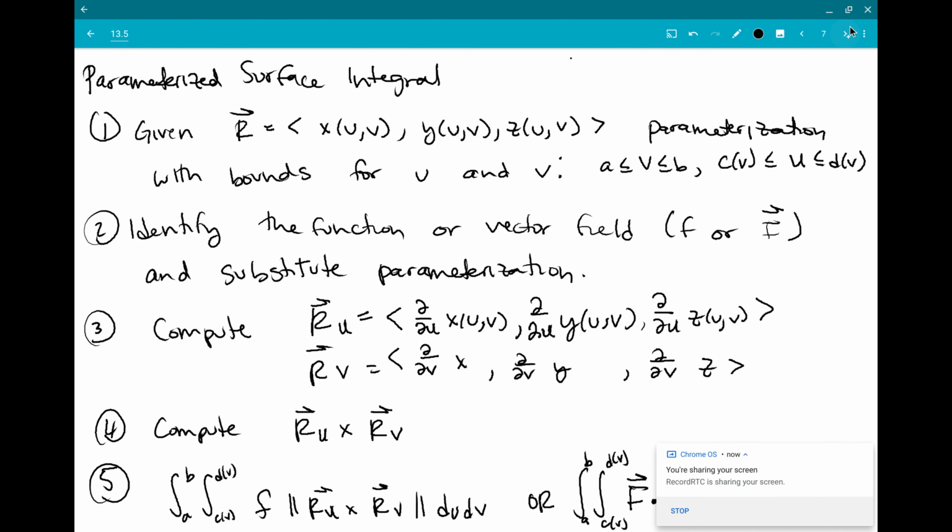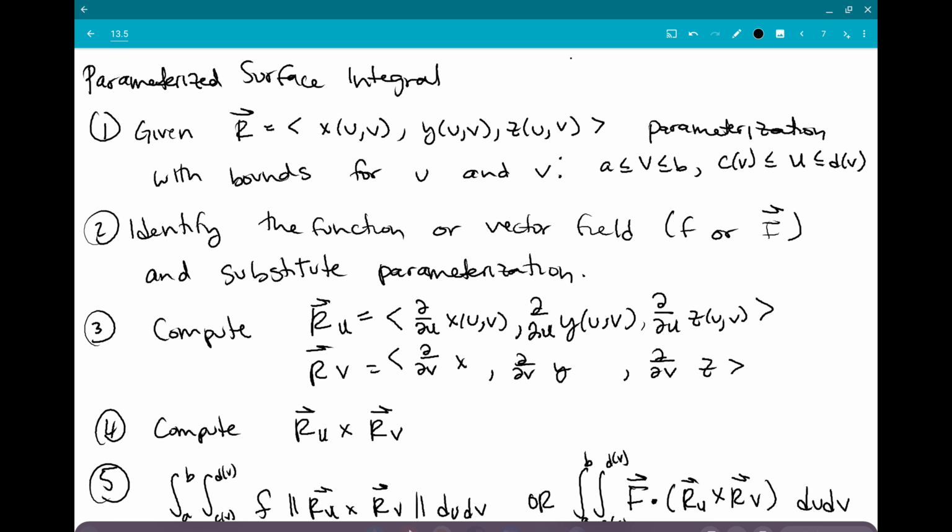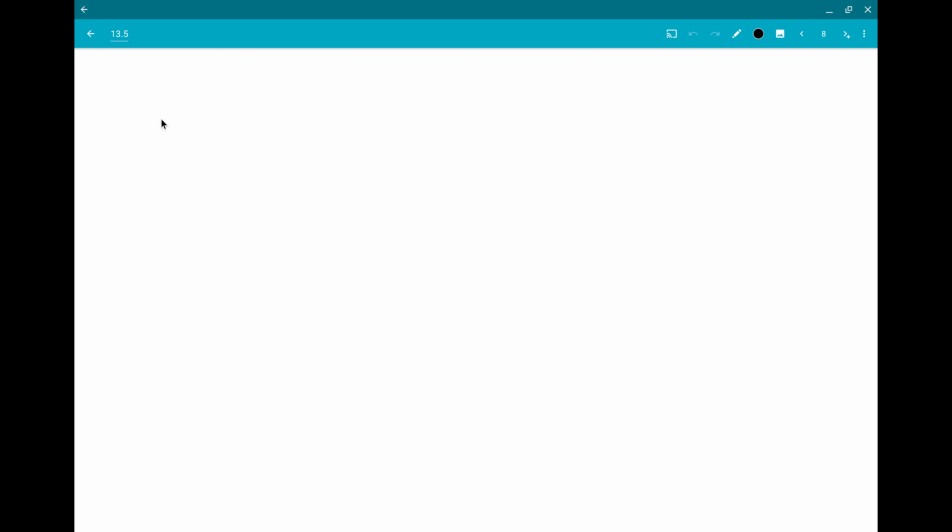Okay, and I'm pretty sure with time we won't be able to do an example of both the scalar and vector valued parameterized surface integral. So I'm going to show it to you for the vector just because I think those are a little bit harder. But we can always go back and review this later and do another example.